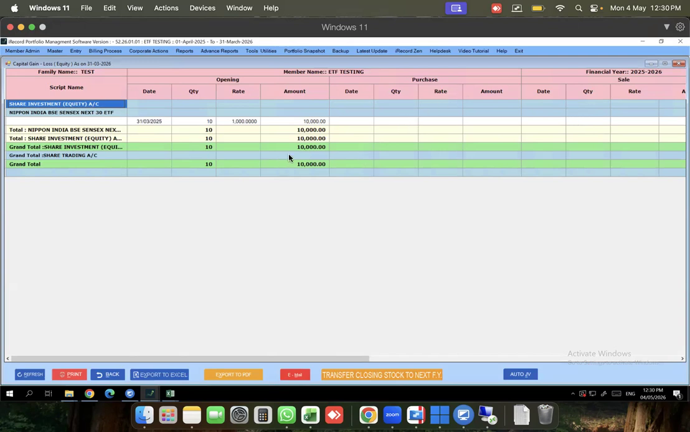In front of us, we have a sample example where the investor is holding Nippon India BSE Sensex Next 30 ETF. The transaction date is 31st March 2025. The investor is holding 10 quantity at the market rate of 1000. The total market value of the investment is 10,000 rupees.